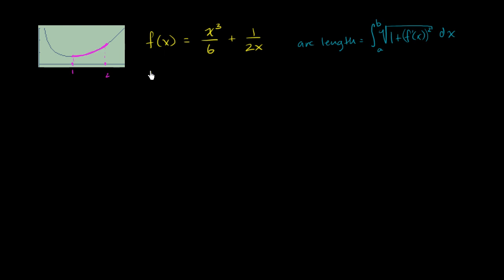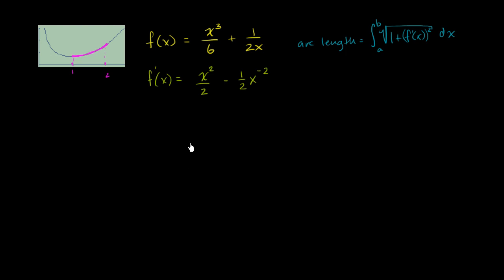So what is f prime of x going to be? Let's see. X to the third, the derivative of that is 3x squared. So 3x squared, 3 over 6, so it's going to be x squared over 2. And then this is 1/2 x to the negative 1, is one way to think about it. And so that's going to be negative 1/2 x to the negative 2 power.